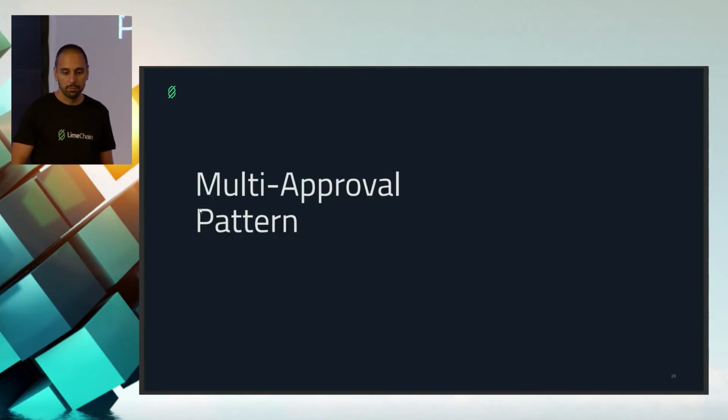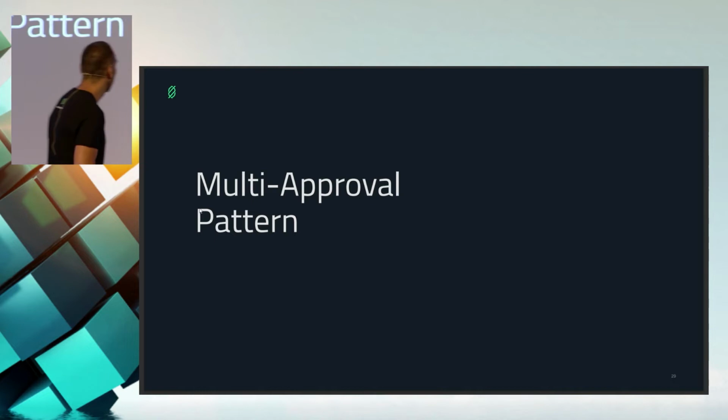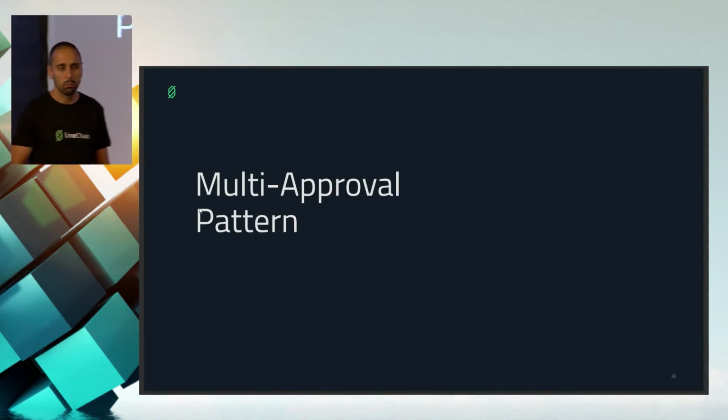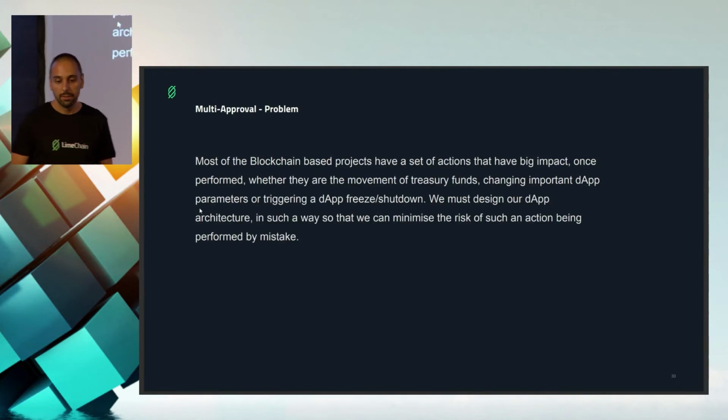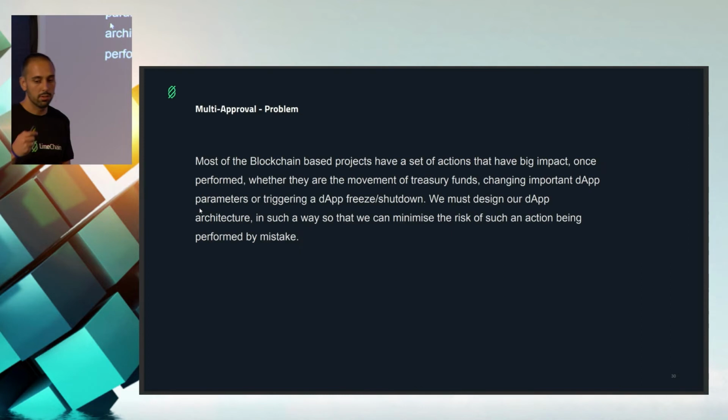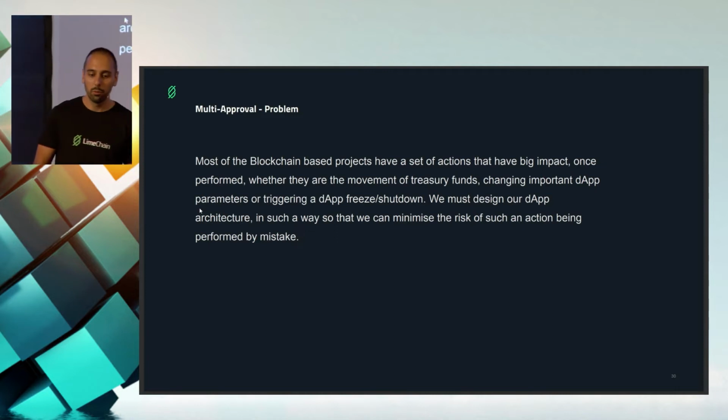Security patterns. Multi-approval pattern is probably the straightforward thing, the thing that everyone that is working in blockchain kind of knows about, because multi-sigs. So yeah, multi-approval pattern is the pattern where you can make a certain action in your application to only be executable if it is approved by multiple people. So again, multi-sigs, something that hopefully all of us are using or are planning to use for their projects.